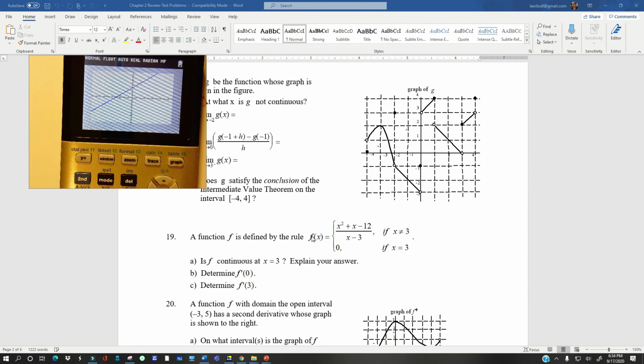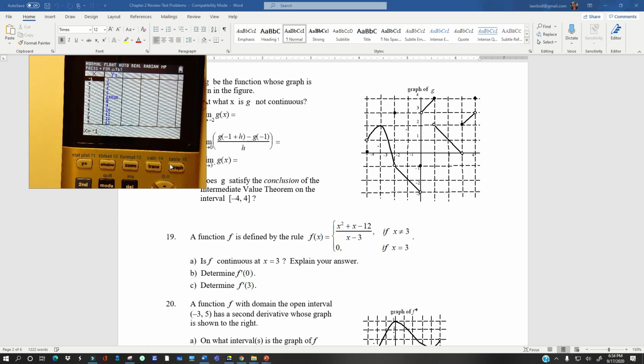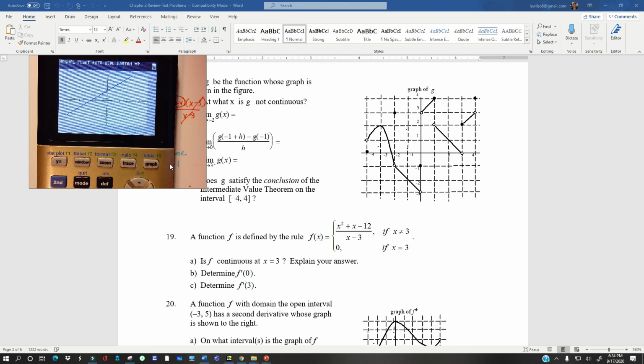Now, f is going to equal 0 at 3, which you don't even see. And in fact, if I look at my table here, at 0, it's 4. Okay, so anyway, this function is a little bit messed up. But is it continuous at 3? No.